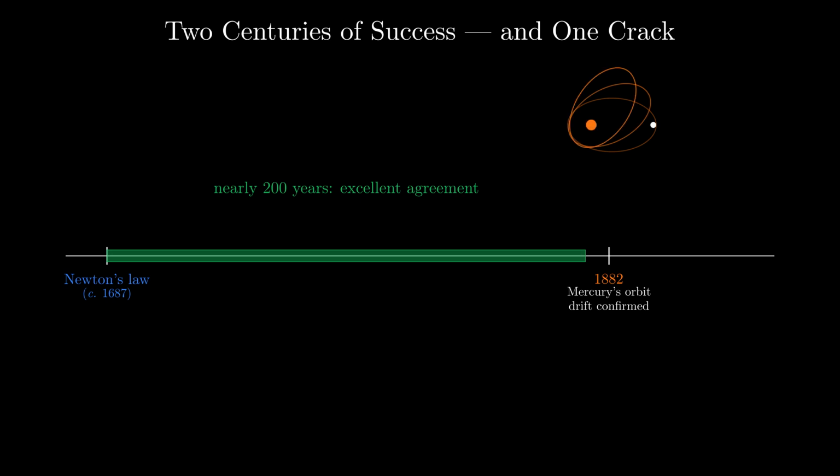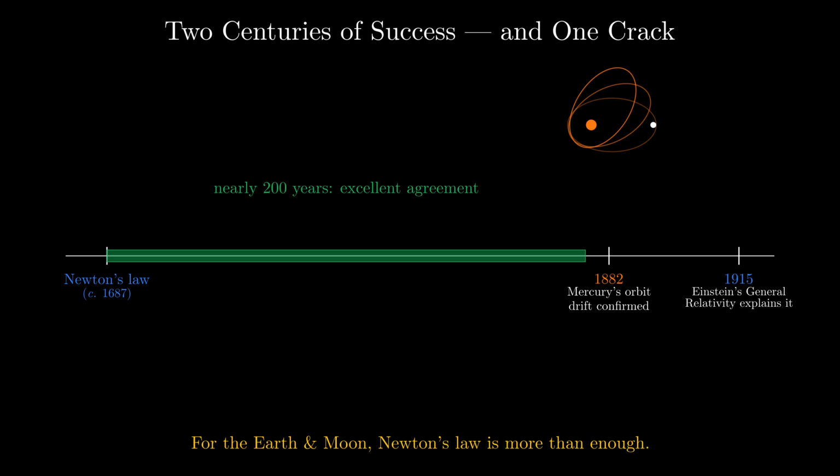The first crack appeared only when astronomers confirmed a tiny stubborn drift in the orbit of Mercury in 1882, a wobble Newton's law could not quite account for. Predicting that drift became the very first triumph of Einstein's general theory of relativity, published in 1915. But for the Earth and the Moon, Newton's law is far more than accurate enough. Let's put it to work.